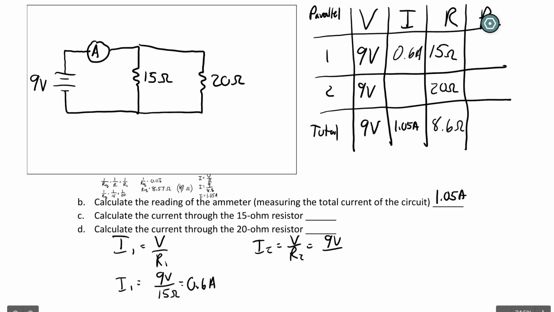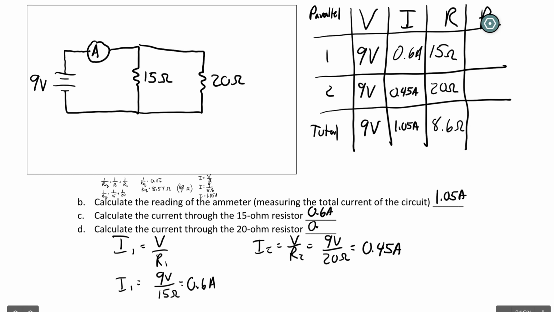And we could do the same thing for I2 is equal to V over R2 is equal to 9 volts divided by 20 ohms. So you do that calculation and you get 0.45 amps. And take a look at that. Since we tried not to round our answer, we got a total current of 1.05, and as you know, in parallel, the current in each branch, when you add them together, gives you the total current. So 0.6 plus 0.45, that gives you 1.05, and everybody is happy.